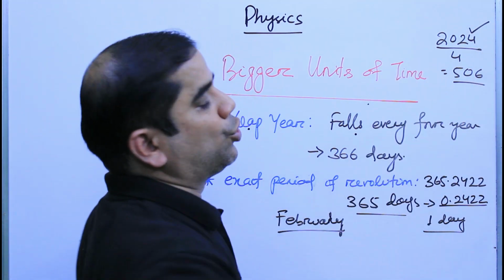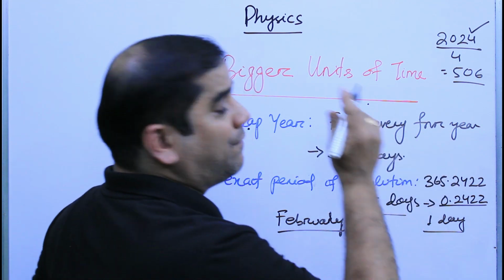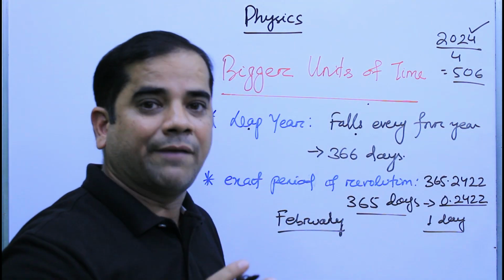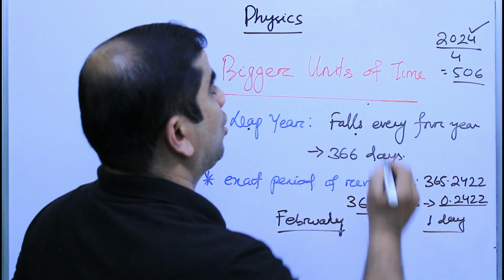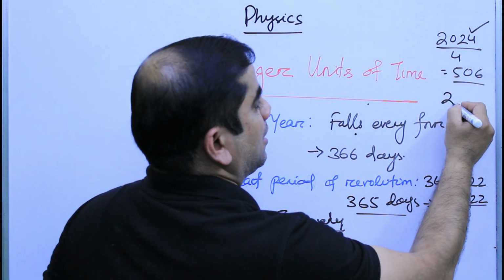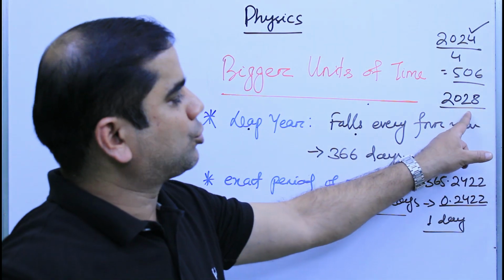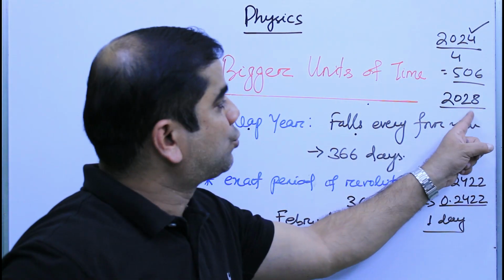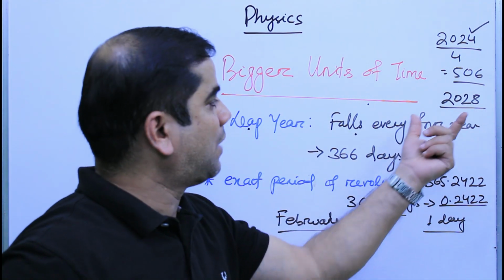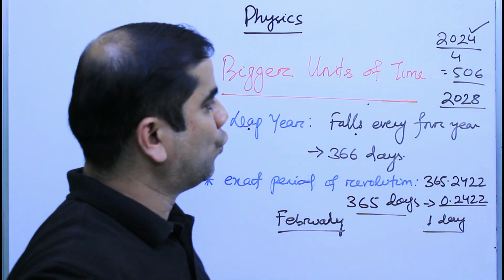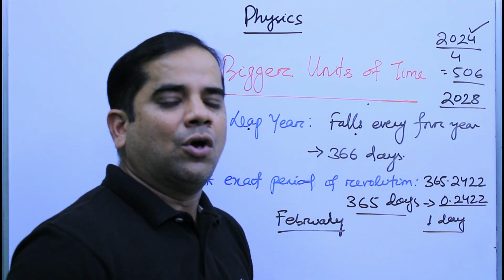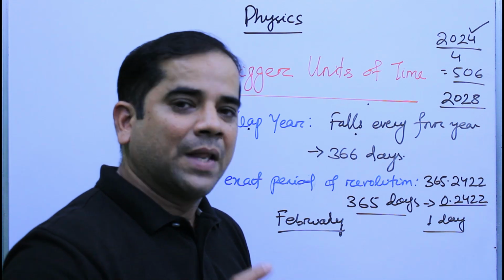So after 2024, there are 2025, 2026, 2027, 2028. So the next leap year would be 2028, okay, because it is also divisible by 4. The last two digits are divisible by 4. That's why the number is divisible by 4. So in that way we can find out which is a leap year and which is not a leap year.